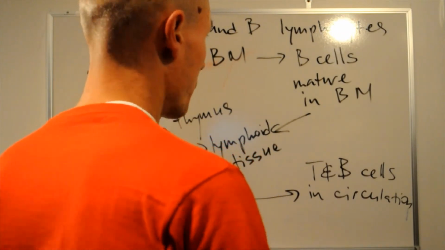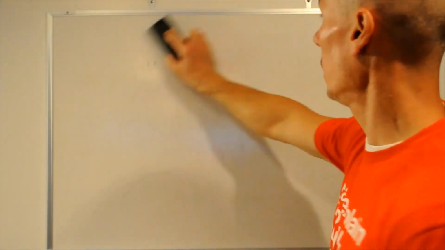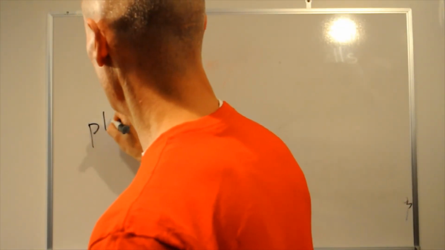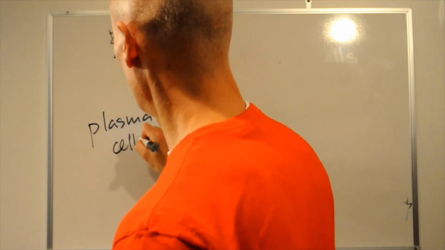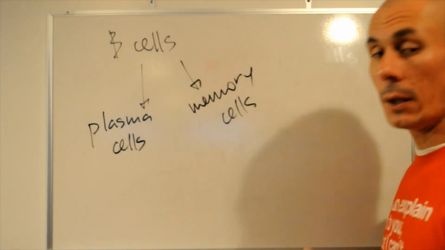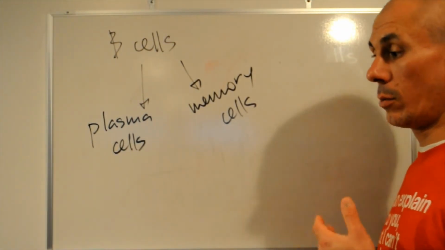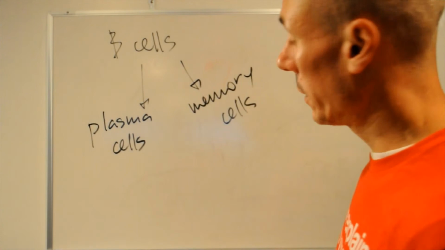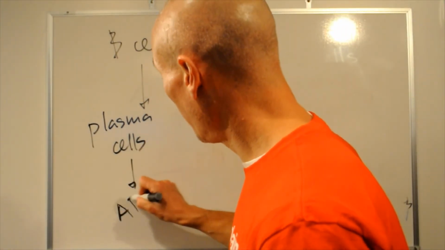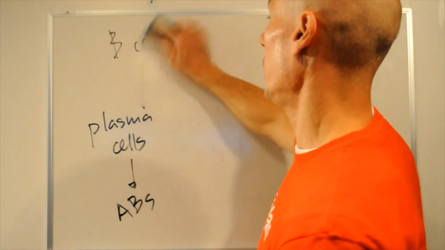Now, the main mechanisms of these two types of cells. For B cells, B cells produce plasma cells and memory cells. Well, memory cells, obviously, they keep immunological memory, allowing you to respond to the same kind of infection more efficiently later. And plasma cells produce antibodies.